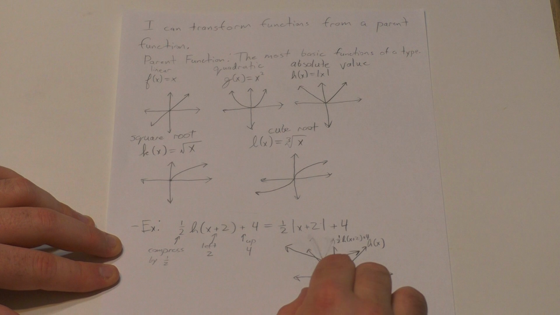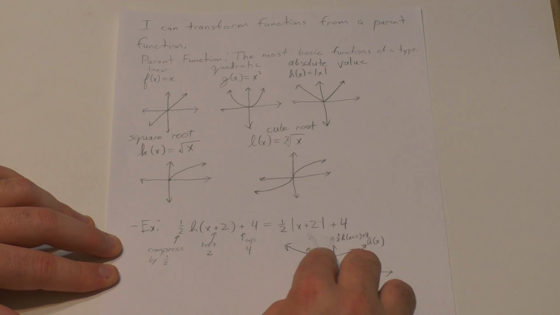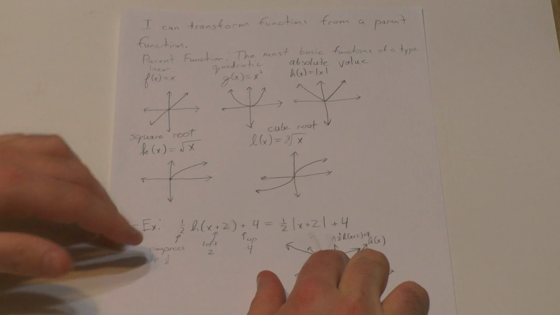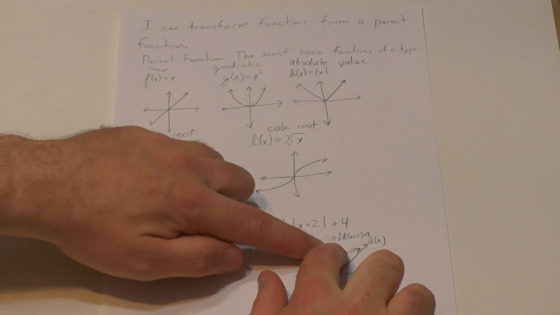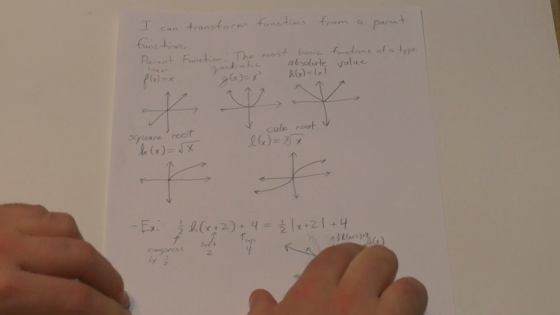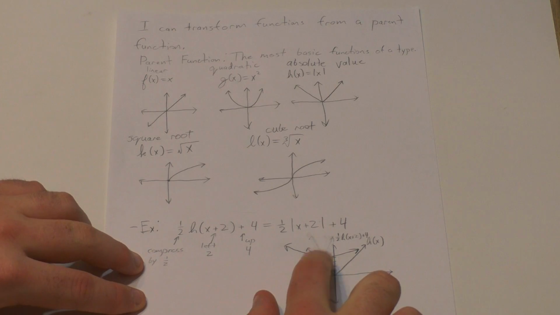The plus 2 means to the left 2. Plus 4 on the outside means up 4, so that's going to be our new vertex. We'll call it a vertex, but kind of the bottom of this V. And then the 1/2 means it's going to compress out, so it's going to get kind of fatter there. So as you can see, you've got a compressed function of this that's been translated to the left 2 and up 4.